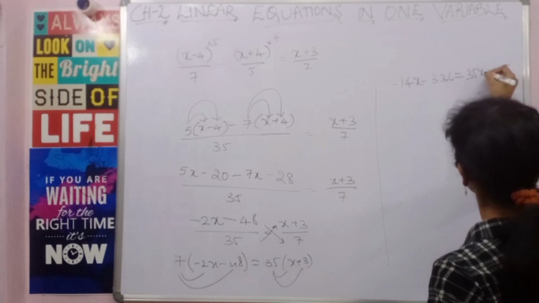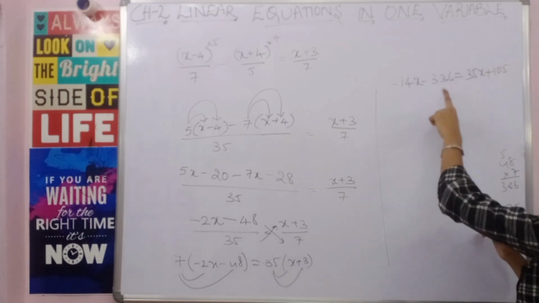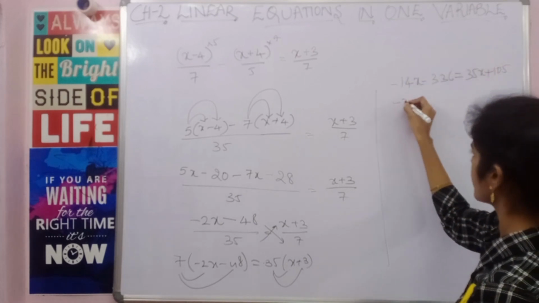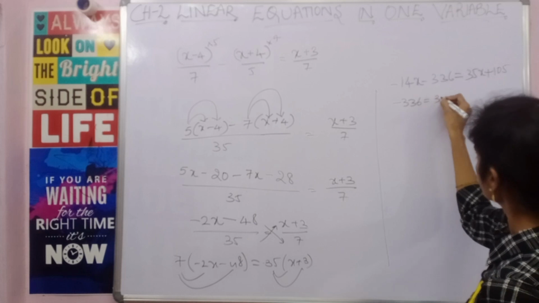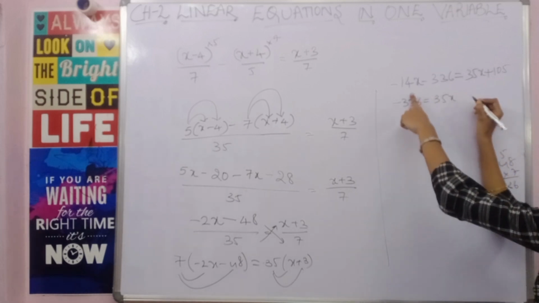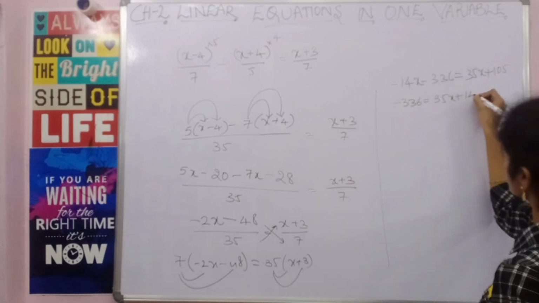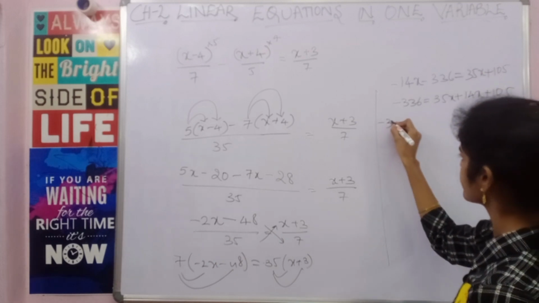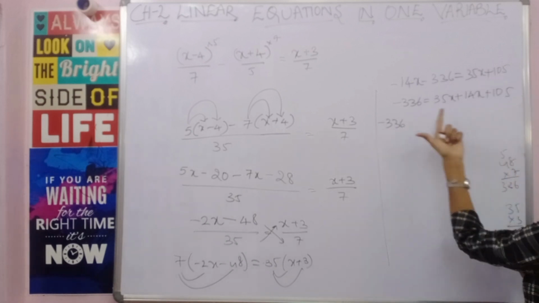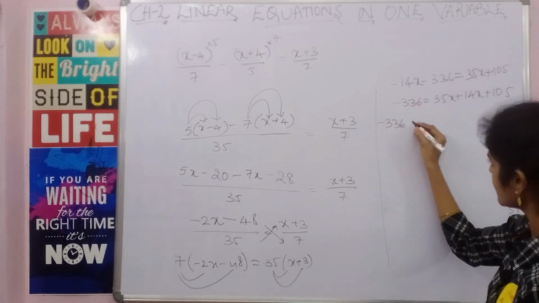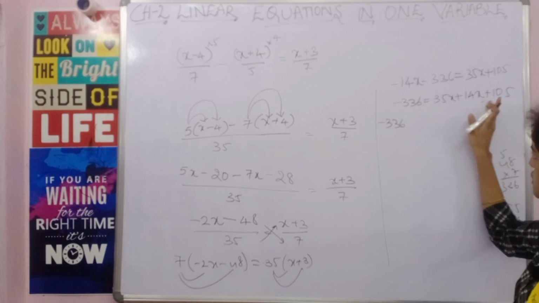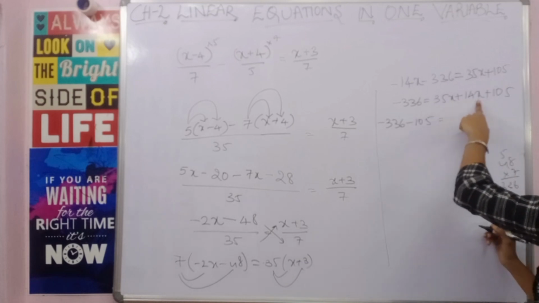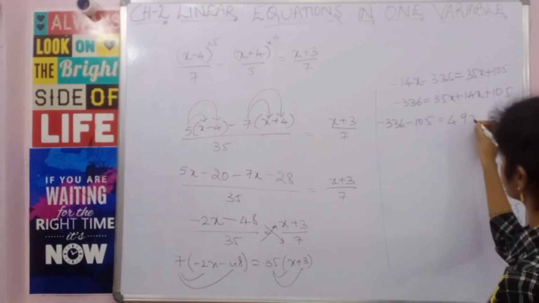Okay, now let us bring all the x terms together. So 14x you will take to the other side. Okay, so it is minus 336 equal to 35x, minus 14x. If it goes to the other side, it becomes plus 14x, you have plus 105. This 105, let me bring it to the other side, all the constants at one side, so plus 105 comes to the other side and becomes minus 105, equal to 35 plus 14, so it is 49x.